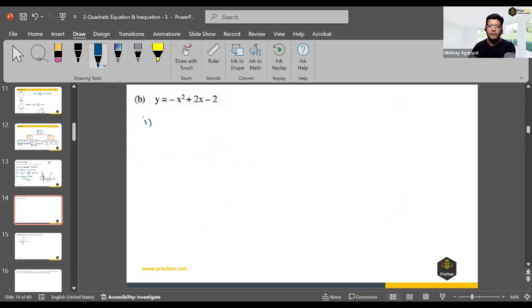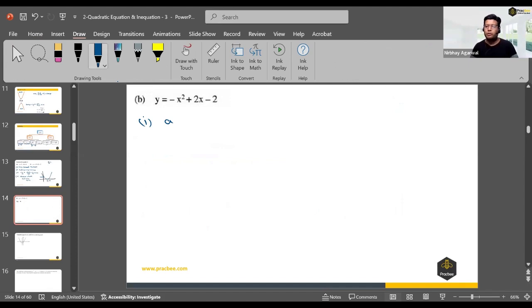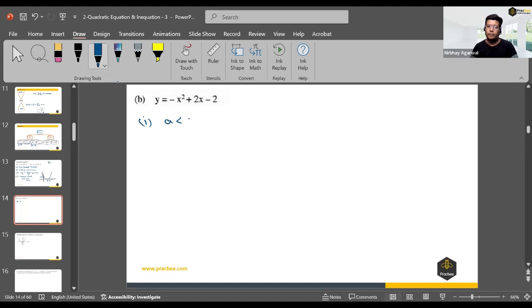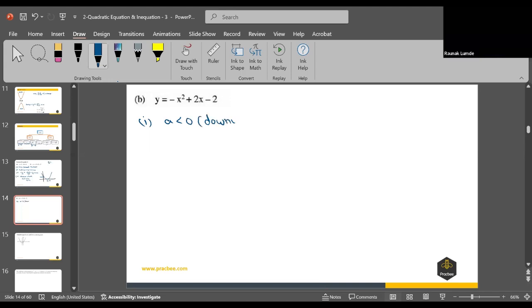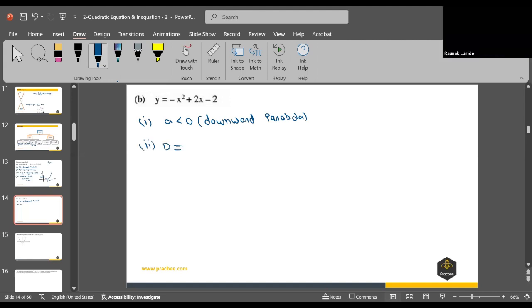Will it be an upward parabola or a downward parabola? Yes, sir, I'm doing that only. I am asking, is it an upward parabola or a downward parabola? What do you think? So a will be less than 0, right? So downward parabola. Correct. Second, discriminant.